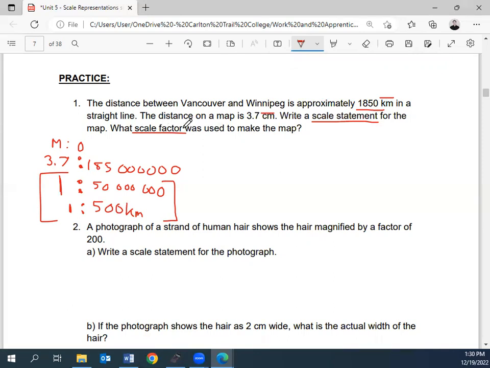So what scale factor was used to make the map? They're going to have it in a 1 to something form. Technically, it's the 50 million. Scale, right? Scale to measure.